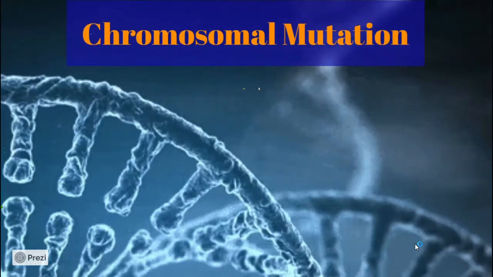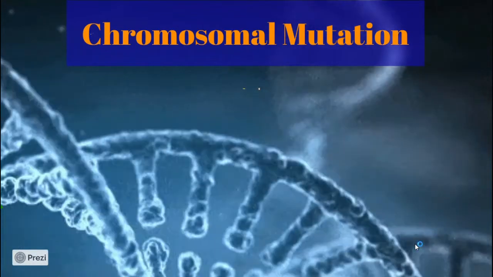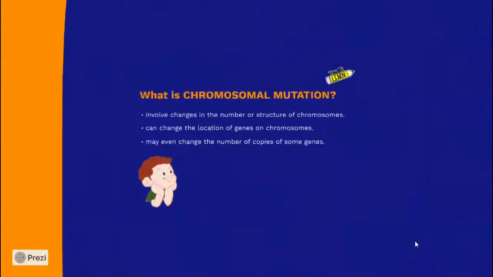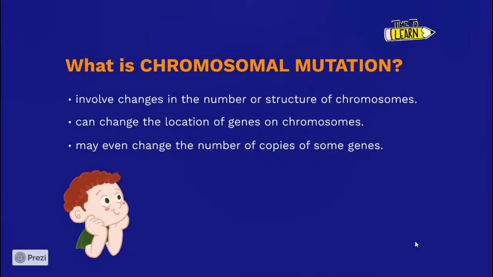Let's proceed to chromosomal mutation. Chromosomal mutation involves changes in the number or structure of chromosomes. It could also change the location of genes on chromosomes and may even change the number of copies of some genes. What we discussed earlier in point mutation is only a small portion compared to chromosomal mutation.